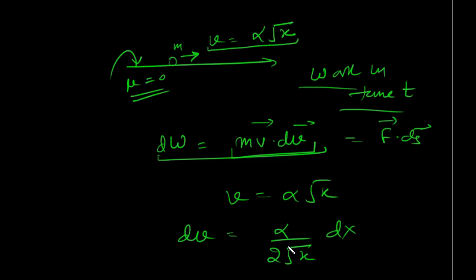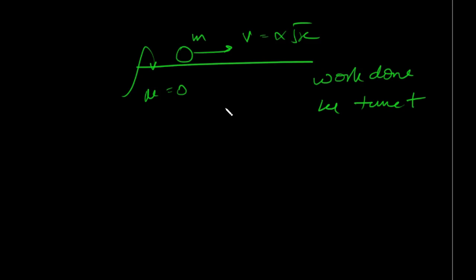dv will be equal to... Let us take another question. This is a frictionless surface. Mass m is moving with a velocity varying with distance in a straight line, v equal to alpha root x. I want to find the work done in time t. This is very easy. I told you earlier dW was m v dot dv.